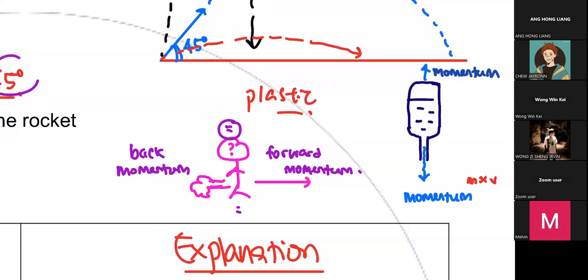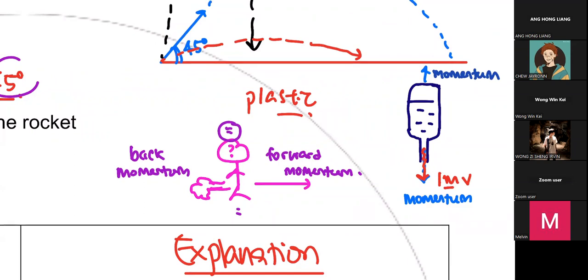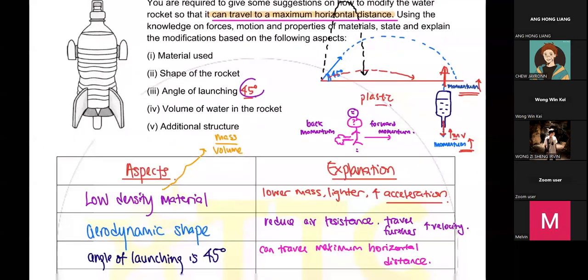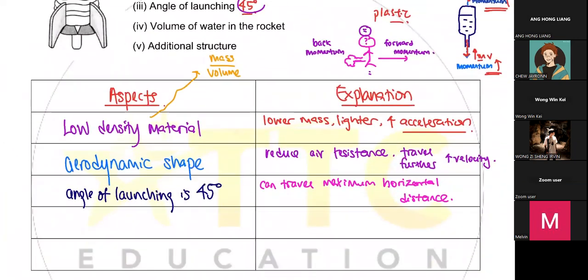Correct. So why they purposely put water inside is because when the water comes out, water is heavy, right? So if your water is heavy, there will be more mass flying backwards, flying down. This more mass will create more momentum to push this forward. You understand? It means you have more mass to create more forward momentum that will push this thing upwards.